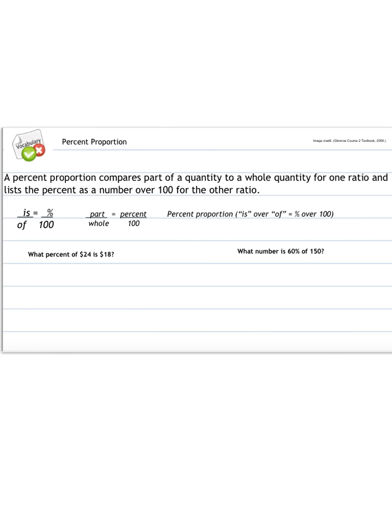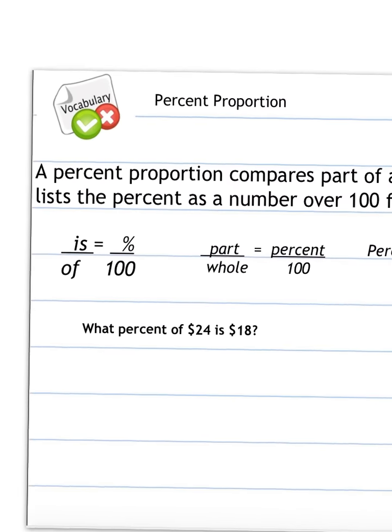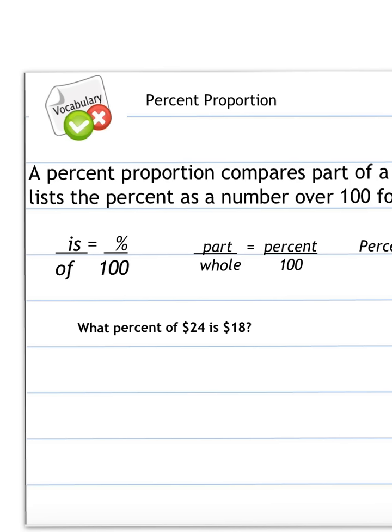A percent proportion compares part of a quantity to a whole quantity for one ratio and lists the percent as a number over 100 for the other ratio. Okay? So if we zoom in here, looking at this one here, part over whole. The whole number is our denominator and the part of it is the numerator. And then on the other side, whatever our percent is, percents are always out of 100, so then we have the percent over 100. Another way to look at it, when we're looking at the question, look for the is over of equals percent over 100.